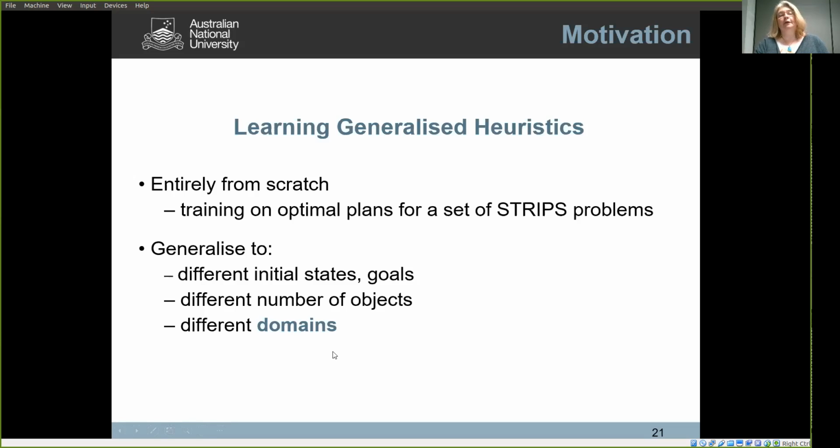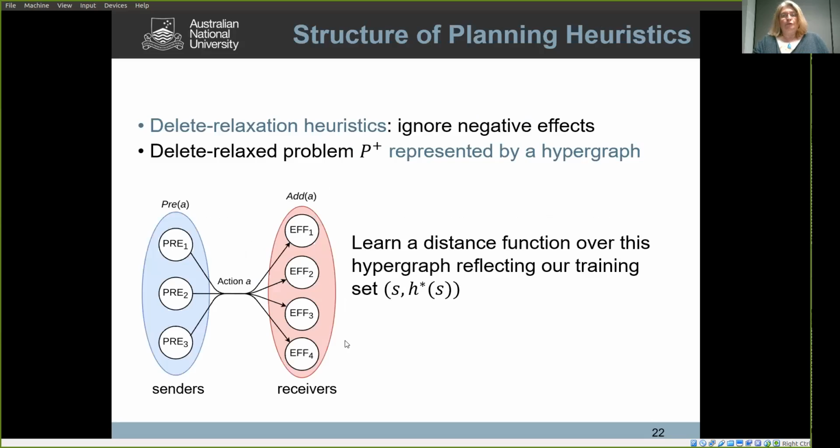And so I think this latter point, generalizing across domains, hasn't really been done before in planning. So that's part of what makes our approach unique. So as with ASNets, we wanted to exploit the structure of planning problems, or rather planning heuristics here.